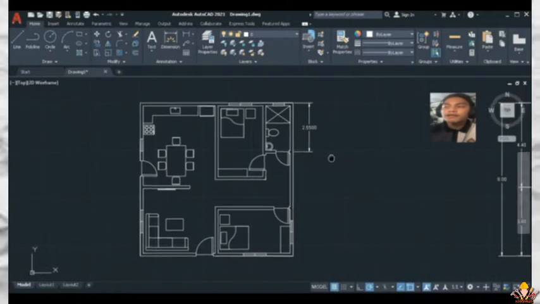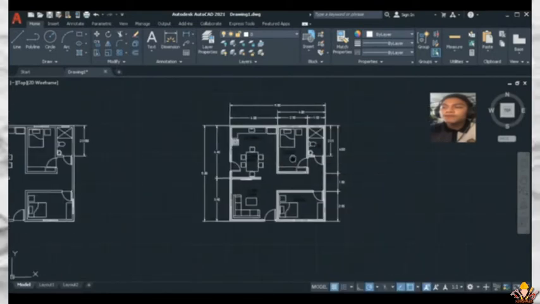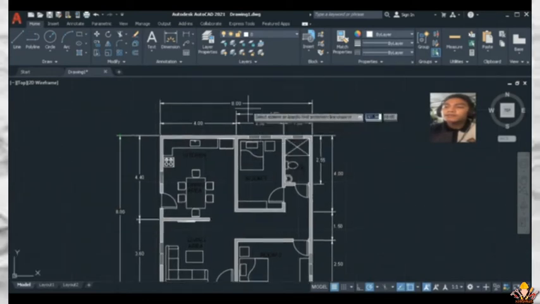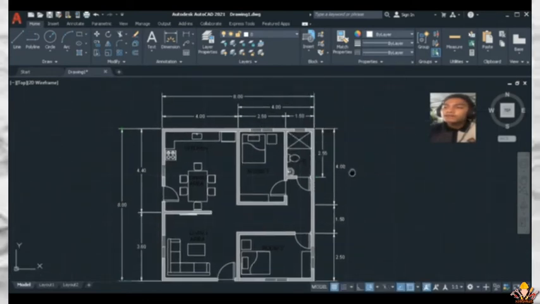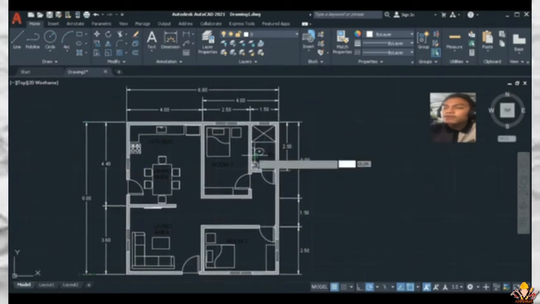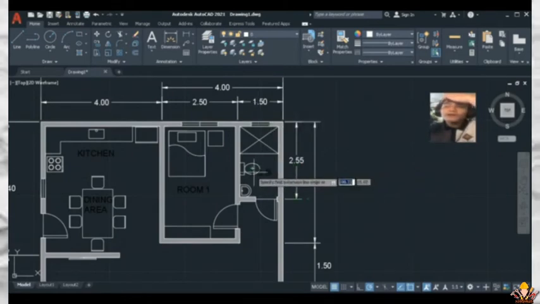And the finished product of my floor plan or my layout is this one. So here is the 8 meters by 8 meter dimension for the whole floor plan, and for the kitchen and or the toilet and bathroom, it has 1.50 meters by 2.55 meters.